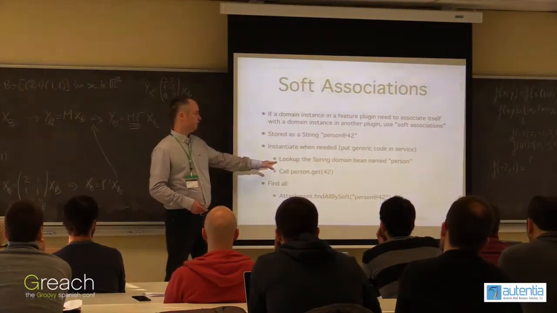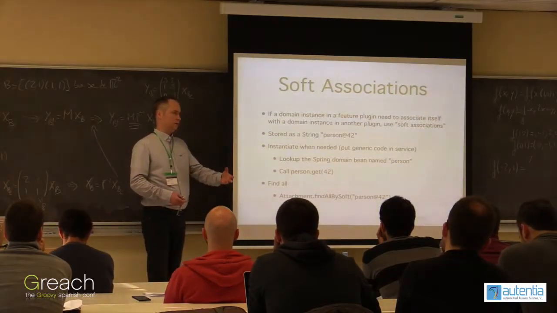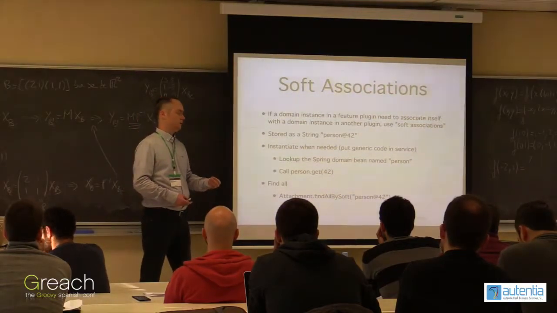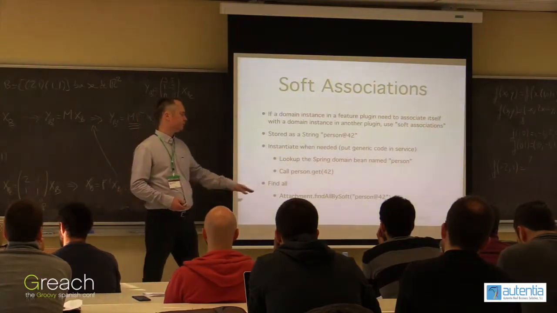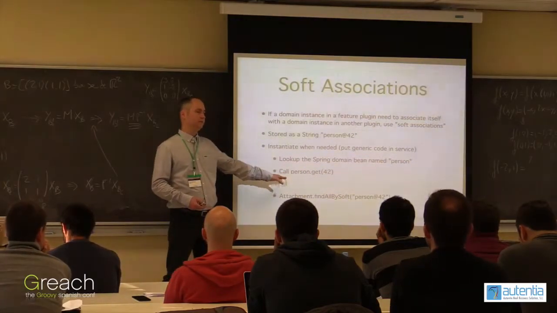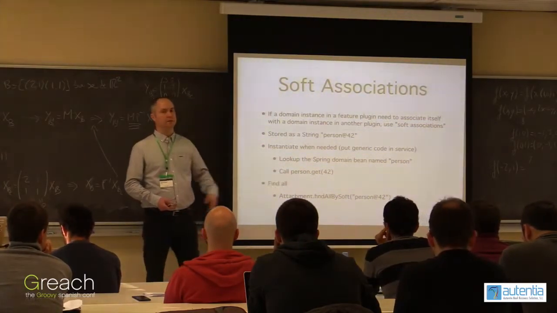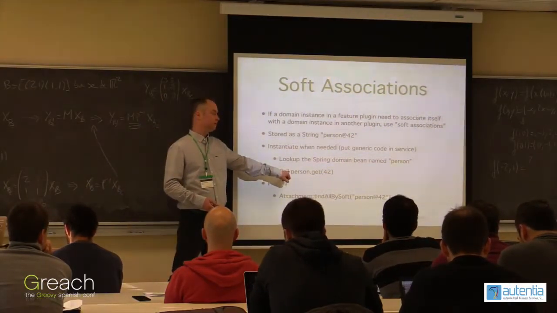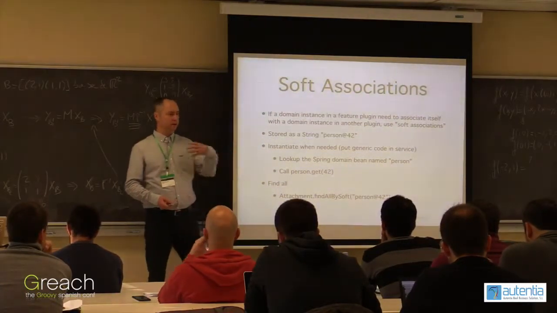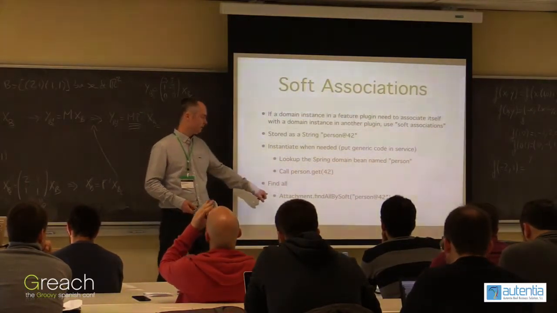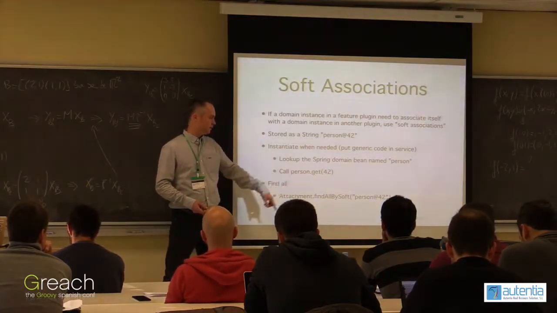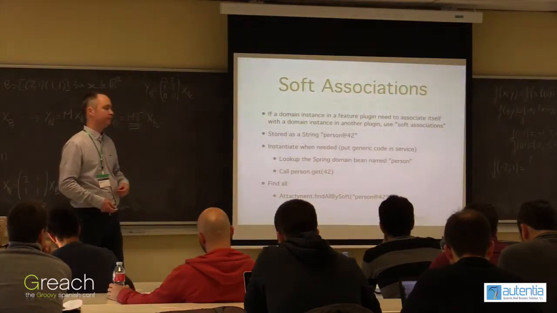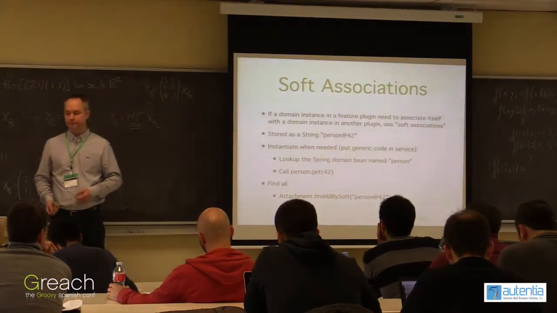So the document refers to a person at 42, and then it's very easy to look up that person when you need it. If you pull out the document from the database and you want to look up what domain this is referring to, just look up the person domain and call get on the primary key. Then you have the person instance. And if it was a project, then it's of course the project. And you can find all the documents connected to this person with dynamic finders.